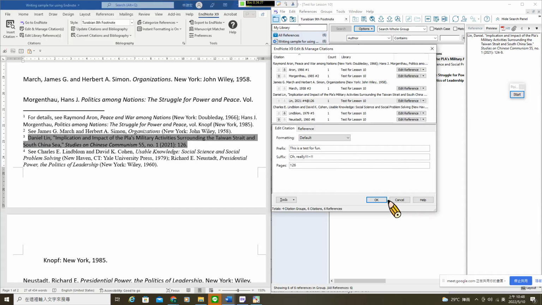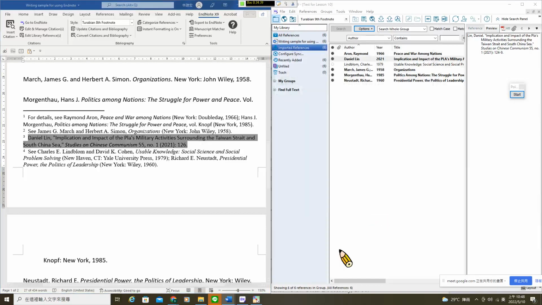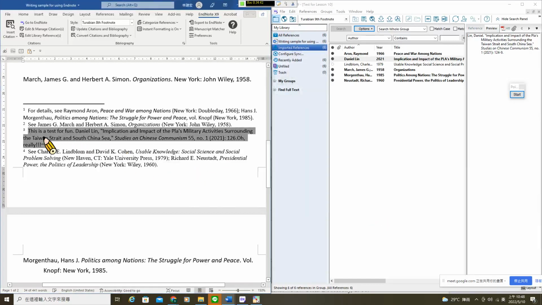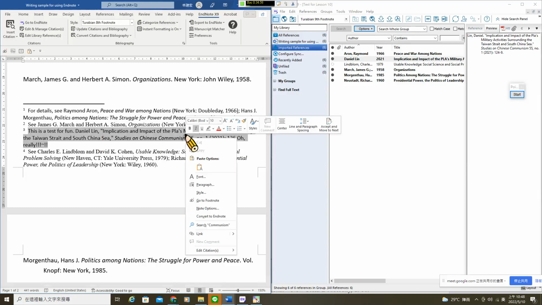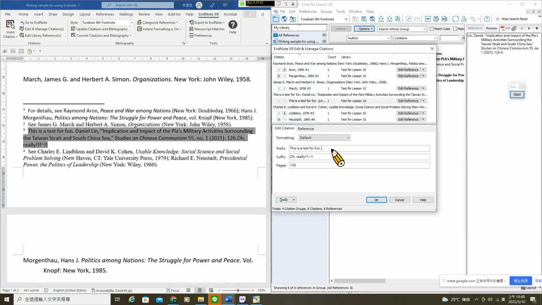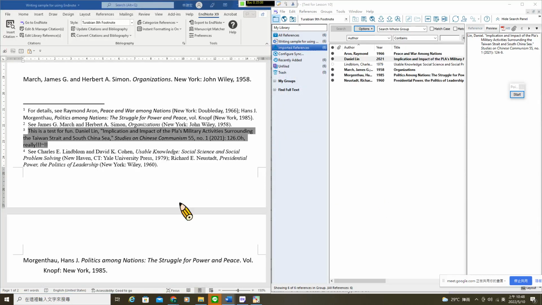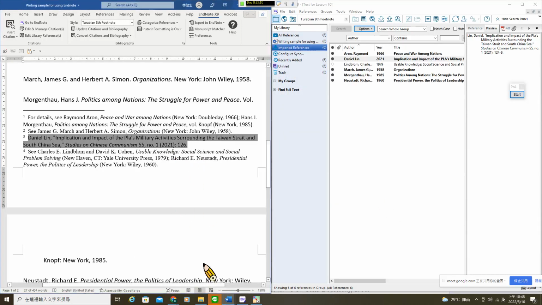Okay, so let's see what happened to this. And this is the for fun, okay? And oh, really? Right? And the page number is here. So prefix and a suffix. If you want to keep the integrity of your citations, do use right-click, edit and put more here. And let's take this fun part away, and this is the citation you are going to have.